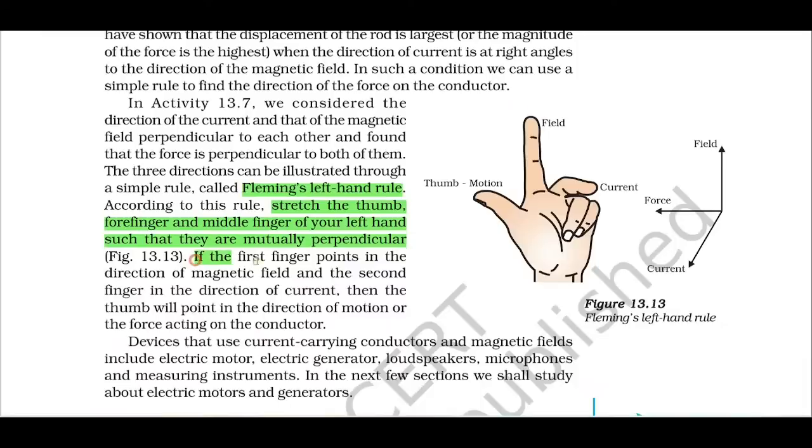The first finger, that is the forefinger, indicates the direction of the magnetic field. The second finger, that is the middle finger, indicates the direction of the current, and the thumb will point towards the direction of motion of the conductor or the force acting on the conductor. The thumb indicates the direction of the force. The middle finger indicates the direction of the current, and the forefinger indicates the direction of the magnetic field.